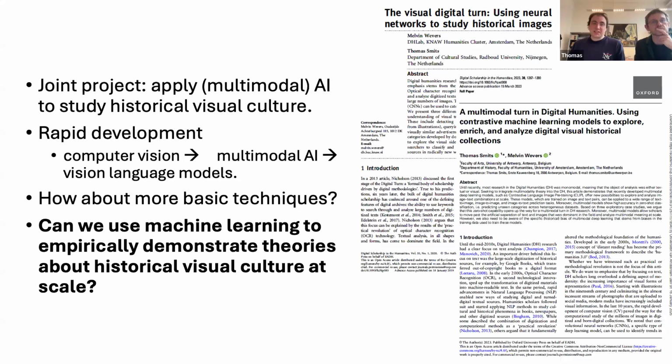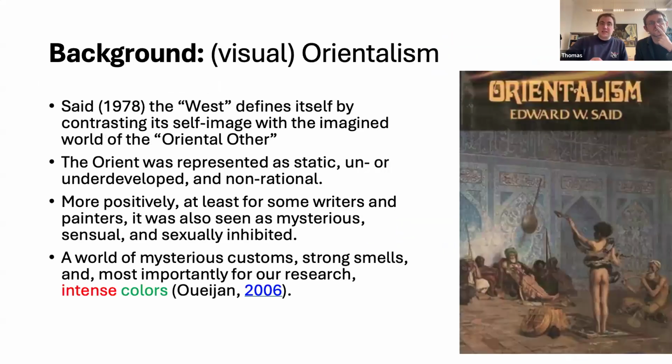We have also been involved in trying to describe this shift in more conceptual ways. But we have always been interested in the question of whether you can also use more basic machine learning techniques to answer the same kind of questions, these questions about historical visual culture. That is the larger question of this talk: can we actually use basic machine learning to empirically demonstrate theories about historical visual culture at scale?